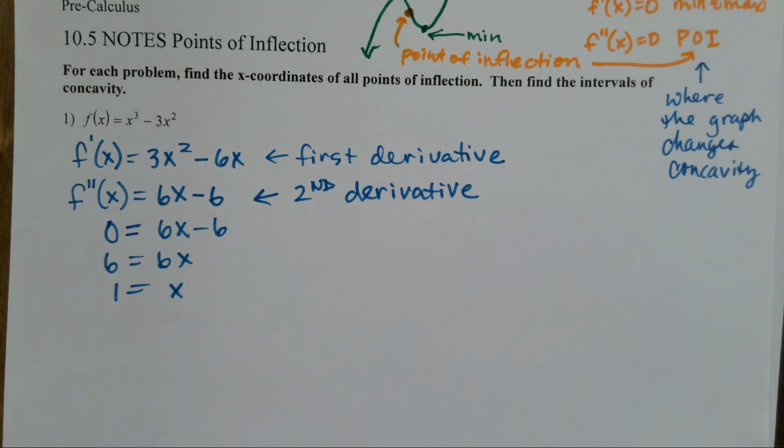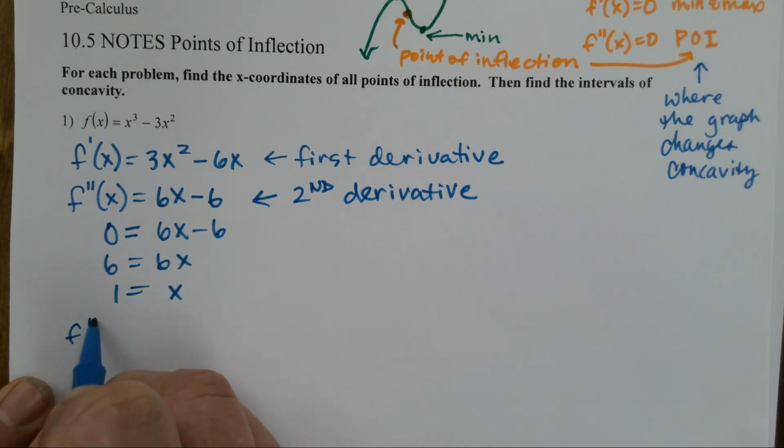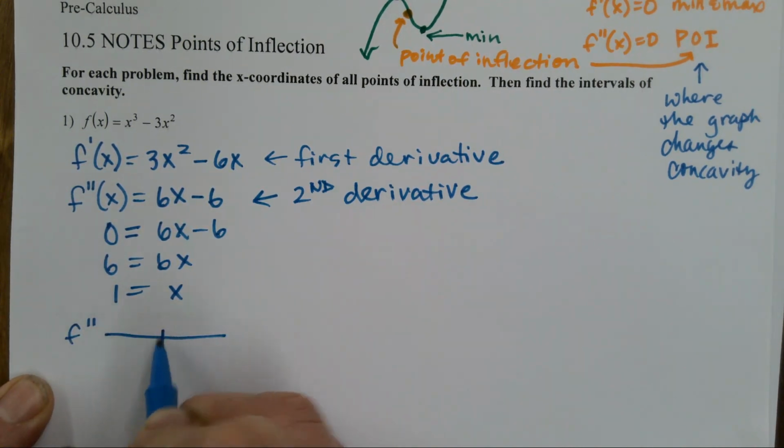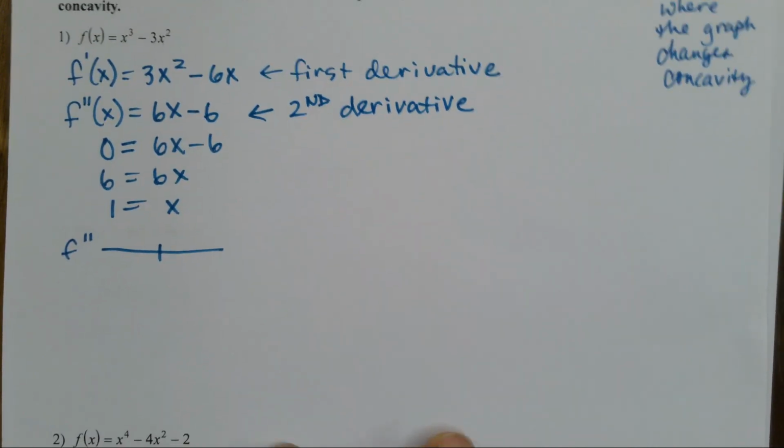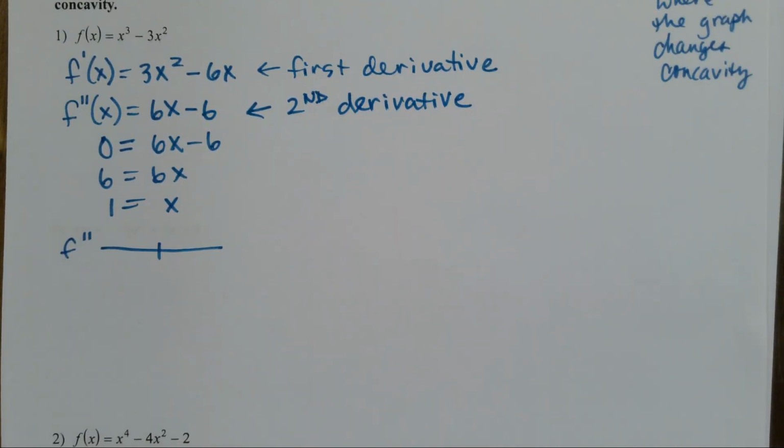All right, so I need to make an f double prime chart. But remember, the first derivative gives me mins and maxes. The second derivative gives me concavity. I do it the same way, but I interpret it differently.